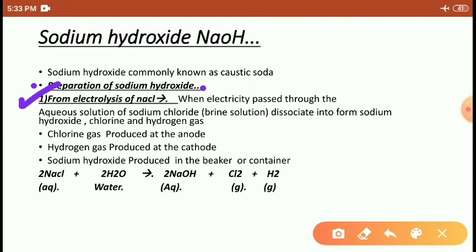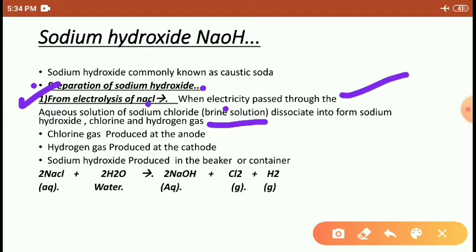The first method is from electrolysis of NaCl. Right students? When electricity is passed through the aqueous solution of sodium chloride, nothing but a brine solution. It means the NaCl salt is in aqueous form. Aqueous form means we add water to the solid salt, and NaCl completely dissolves in water. That solution we call a brine solution.